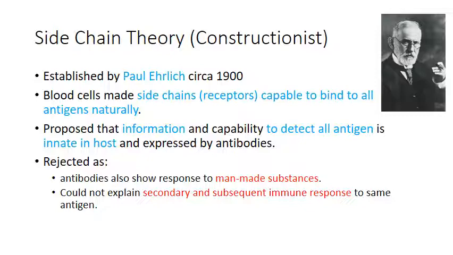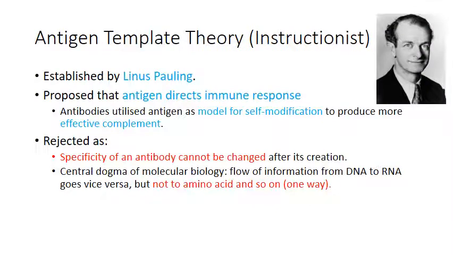The side chain theory also cannot explain how the secondary and subsequent immune responses to the same antigen occur. Number 2, we have the antigen template theory by Linus Pauling. This theory is an instructionist theory, and he proposed that the antigen directs the immune response, in which antibodies utilize the antigen as a model for self-modification to produce a more effective complement.